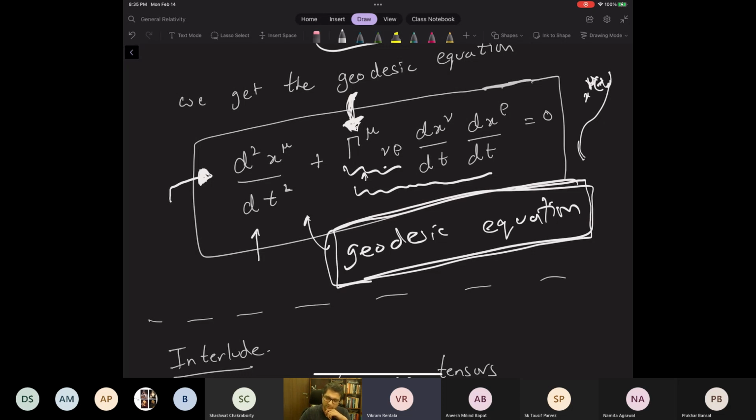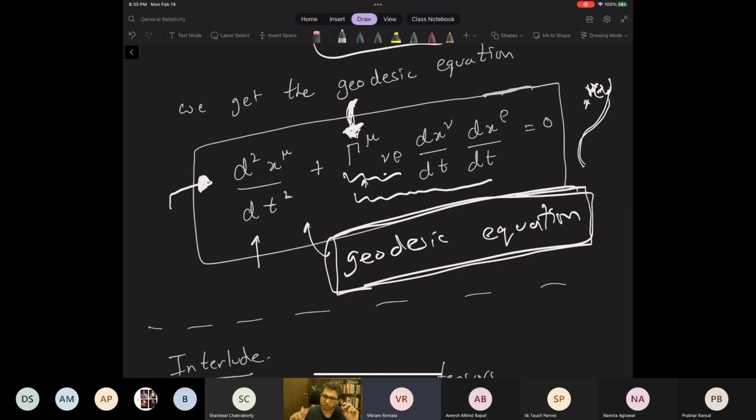Which tells you the path through the manifold. It tells you a path on the manifold, a curve on the manifold. And this is the path that it must satisfy for a path which is the straightest possible path. The straightest possible path satisfies this equation, which is called a geodesic equation.